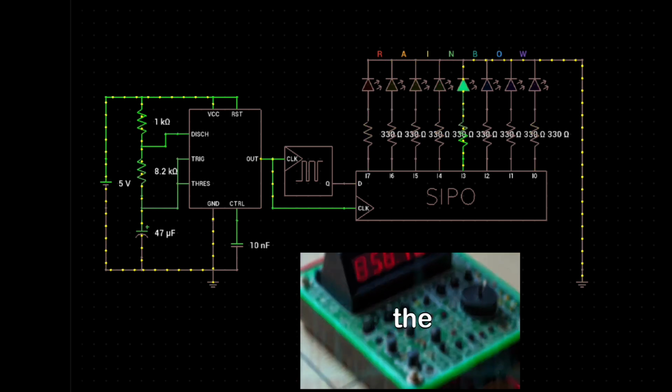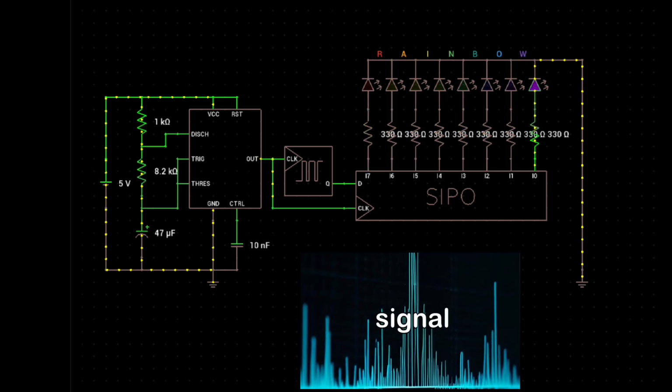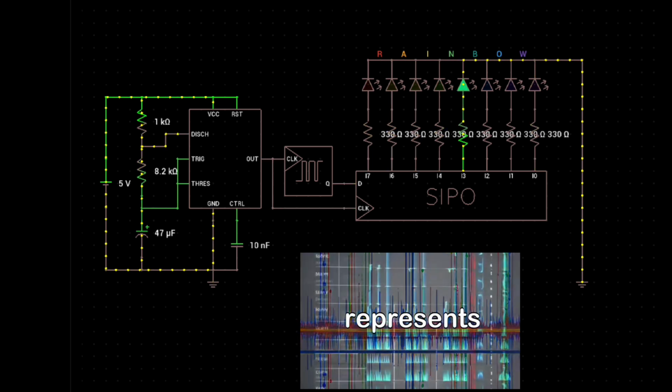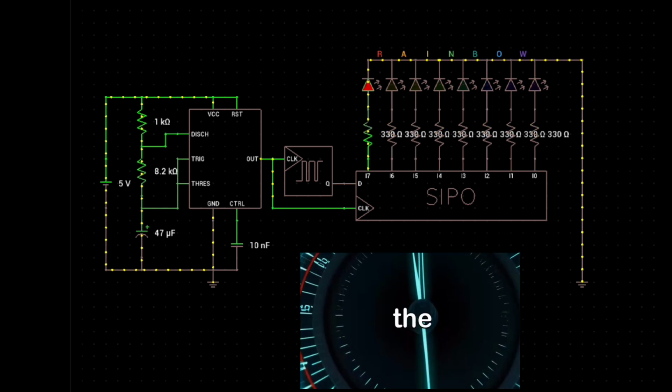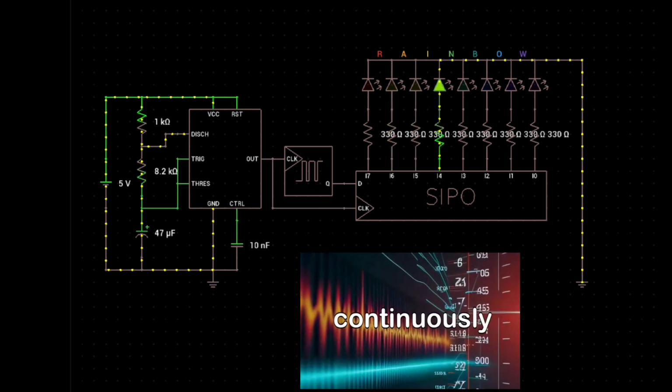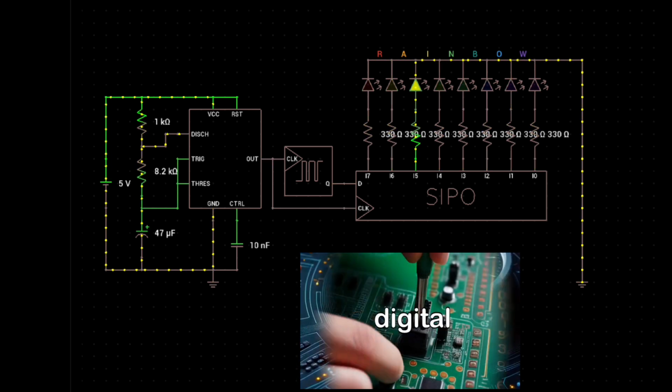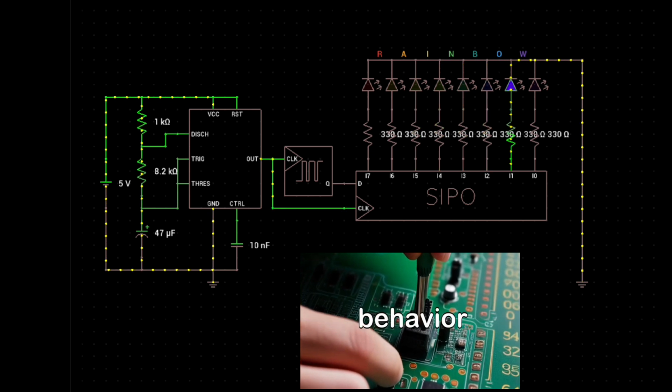The square wave coming from the 555 timer is used as a clock signal. This clock decides the timing of the entire circuit. Each pulse represents one step in the sequence. As long as the 555 keeps running, clock pulses are continuously produced at a fixed interval. This regular timing is very important for digital circuits because it ensures predictable behavior.